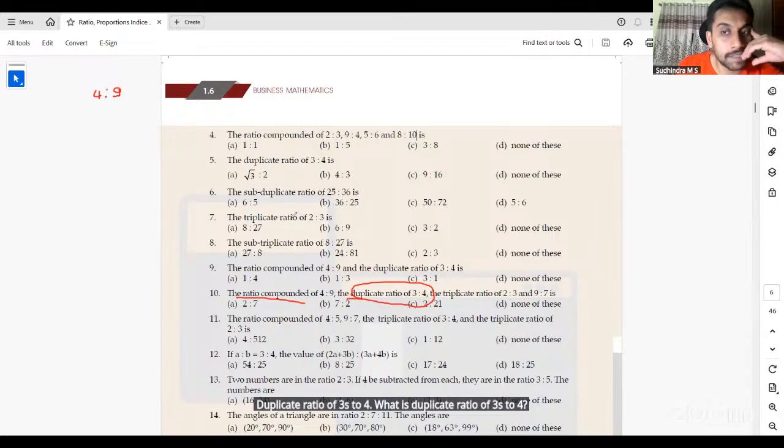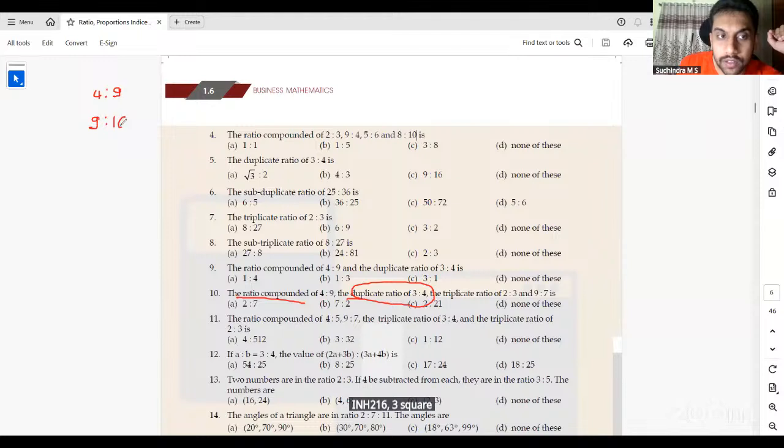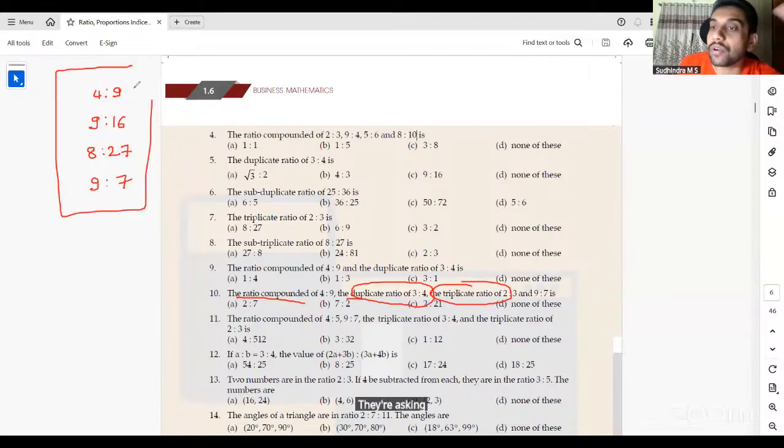9 is to 16. 3 square 9, 4 square 16. Triplicate ratio of 2:3 is 8:27. 2 cube 8, 3 cube 27. Very good. And 9:7. They're asking us the compound ratio of this.